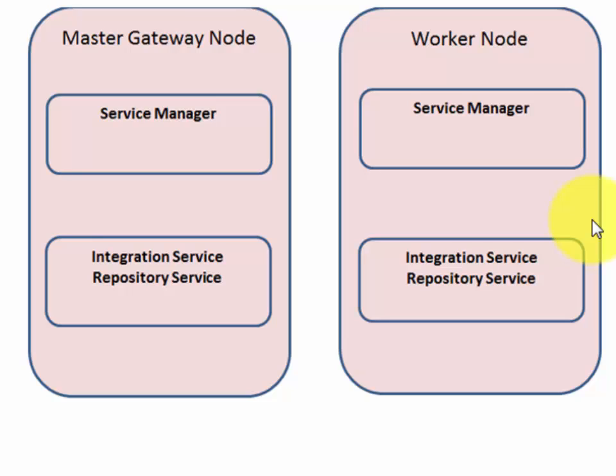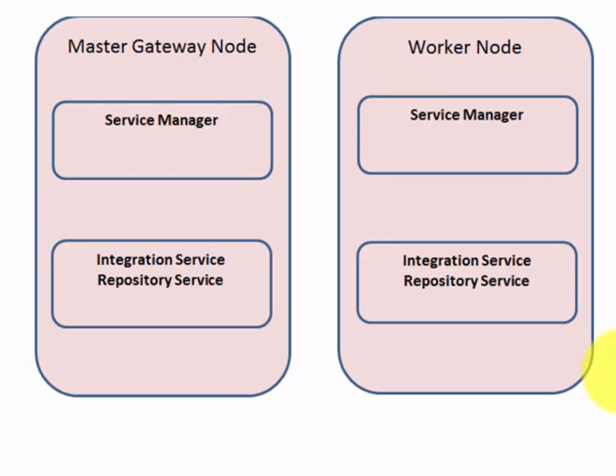In this two node setup, if the worker node is down, then also Informatica services will be available for the user or client tools. But if the master gateway node is down, then the whole Informatica domain will be down since there is no backup node for the master gateway node. As a result, no service will be available.